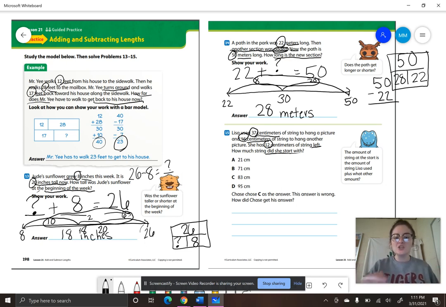What should we do with these 3 parts? Should we add them? Let's try it. All right, let's do 46 plus 37 plus 12. What is this going to help us figure out, Smarties? How much string she had at the beginning.